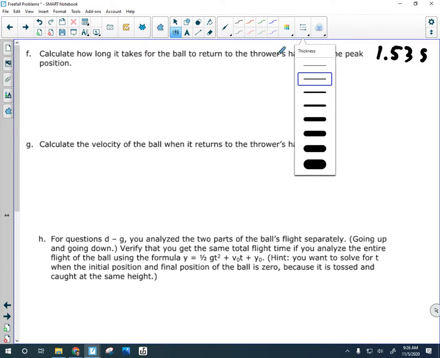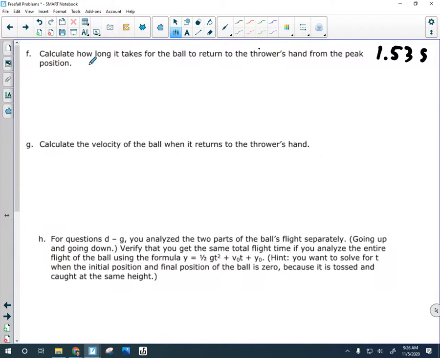So if it took 1.53 seconds to go to the peak, now what I'm saying is I'm up at 11.5 meters, and I want to figure out how long it takes to fall to the ground. So this is a drop from rest problem. We've done this, right? And if I want to know how long it takes, I want to go to the position equation.